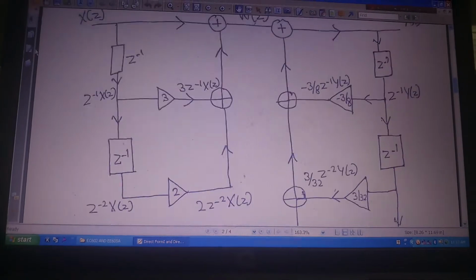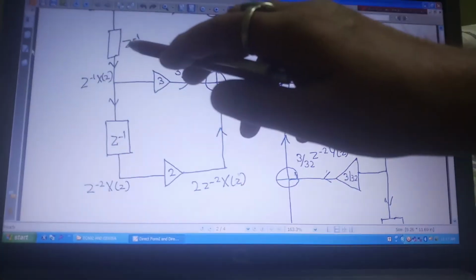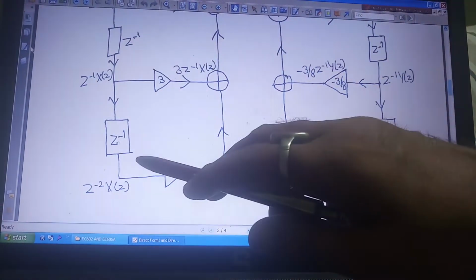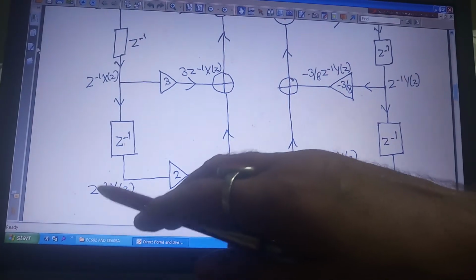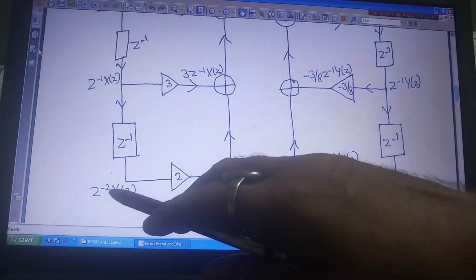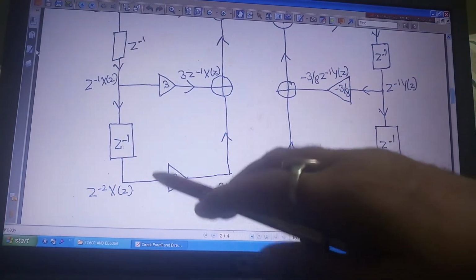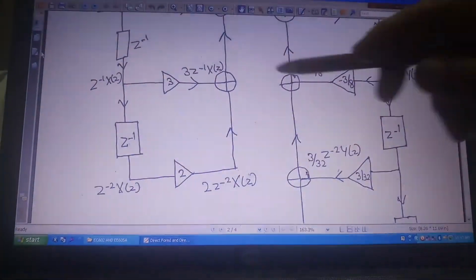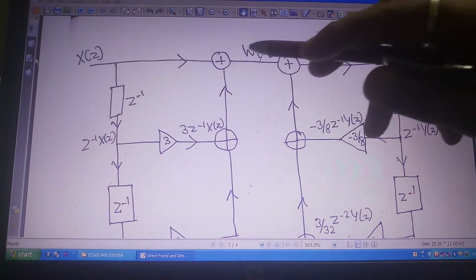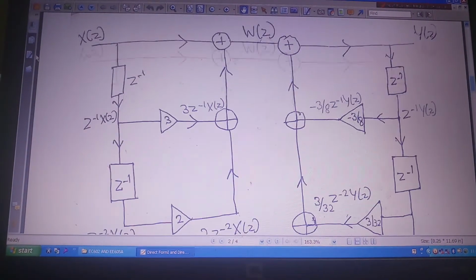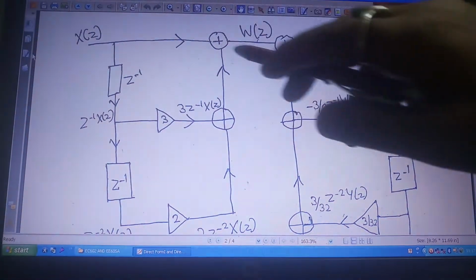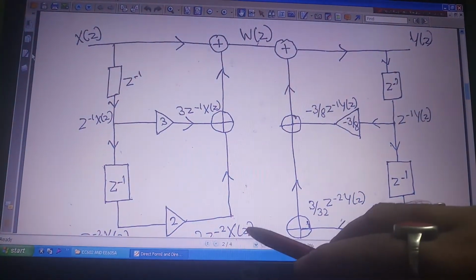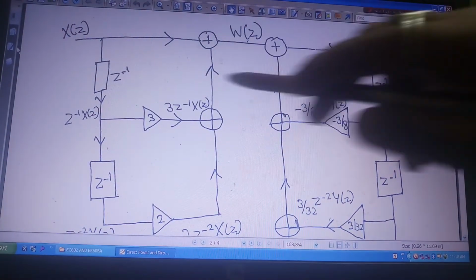Similarly, further when I go, I have a z inverse over here and a z inverse over here. These two are connected, so two unit delays means z to the power minus 2 multiplied by X(z). With a multiplier 2, I get 2z to the power minus 2 X(z) over here. Finally, when I come to this node, I get W(z) is equal to X(z) plus 3z inverse X(z) plus 2z to the power minus 2 X(z). So this part is satisfied.